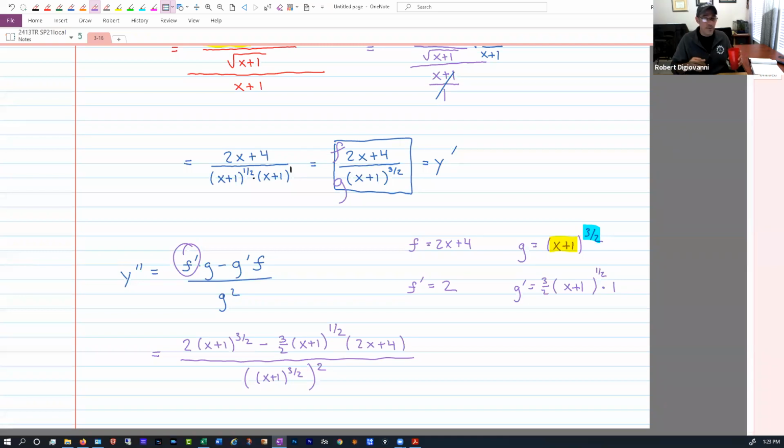Good thing they're not asking for the third derivative, right? Oh my God. No. Yeah, because then for the third derivative, we'd have to put all that together. But I think that's sufficiently enough work for now.